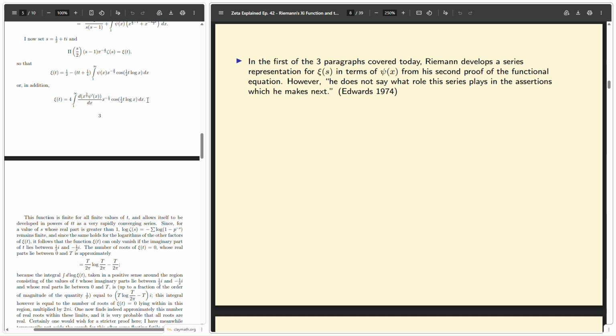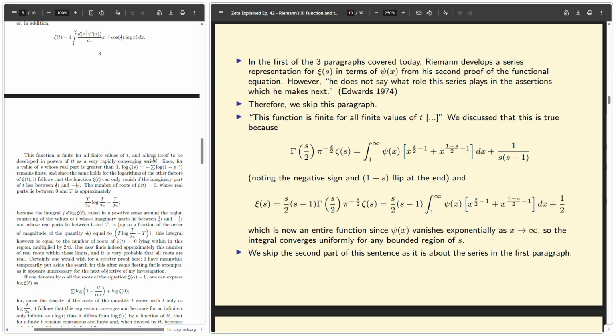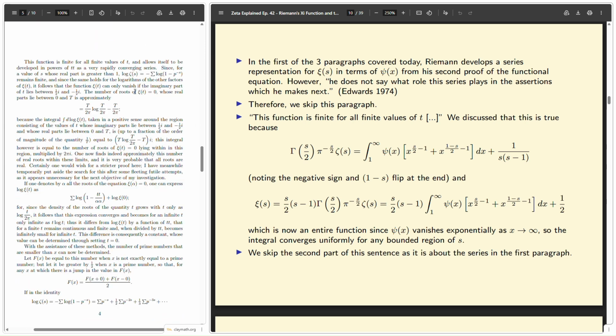And it's not a particularly interesting equation. I'll note that the text we're following from Edwards says that Riemann does not say what role this series plays in the assertions which he makes next. So that's why we're going to ignore this. I'm going to skip this paragraph and go on to the real meat of this paper, which is this paragraph here and then the next paragraph. So we're now covering paragraph number 2.